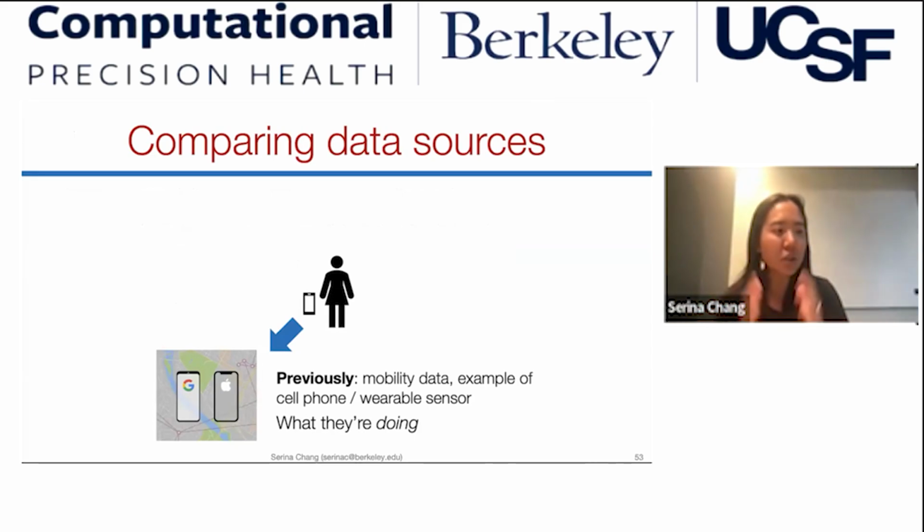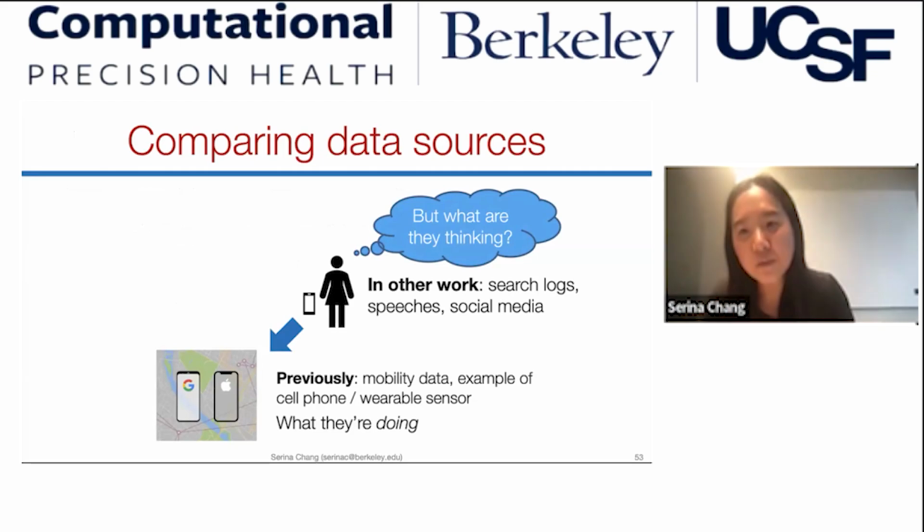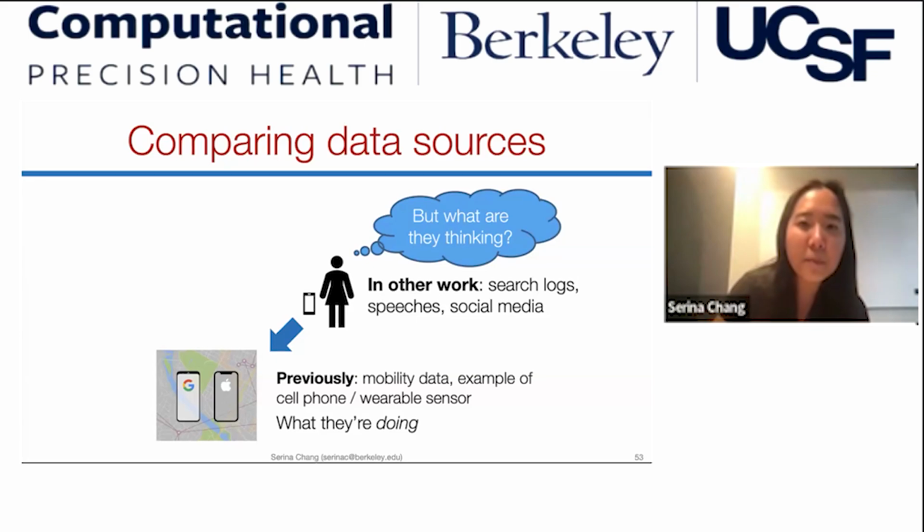But it's not quite enough to know what people are doing. In order to understand behavior more holistically, you also need to understand how did they get there? How did they choose to take that action? To do that, you need to understand better what are they thinking? What are their motivations? What are their beliefs? To get that kind of information, we rely on other types of data sources, usually more user-generated data like search logs or speeches or social media.